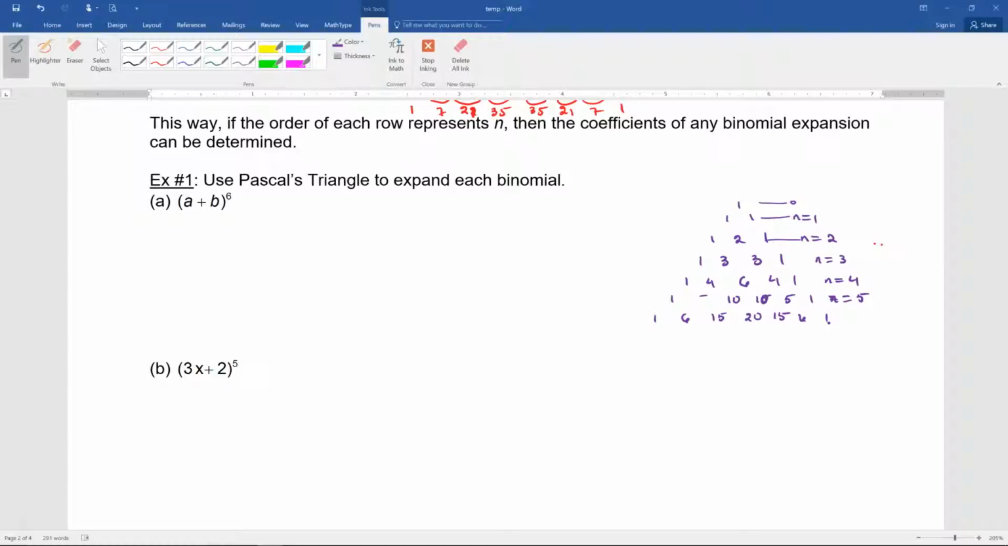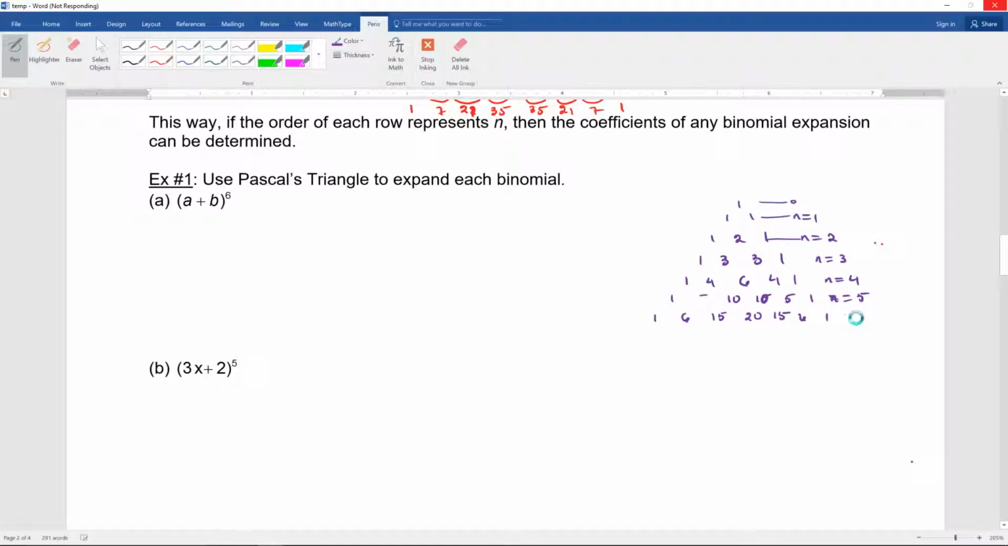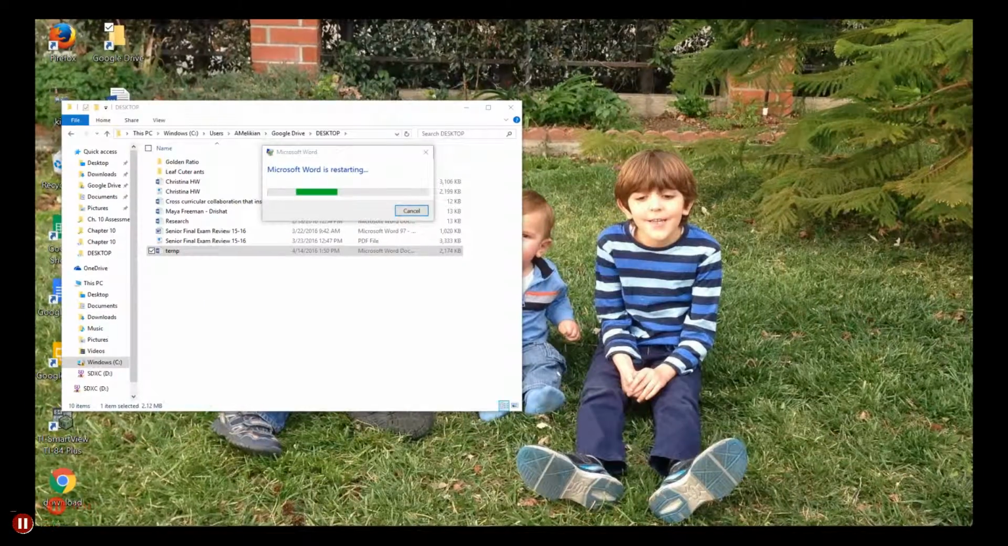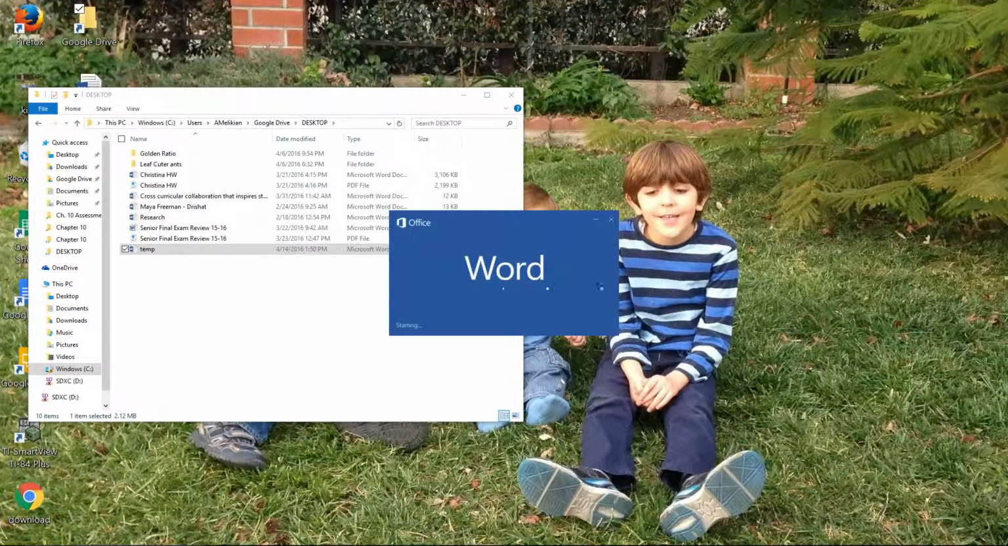All right, so now we've got n equals 6. Now we have to expand this one. So these are going to be the coefficients. How many terms do we have? Look at that. How many terms are we going to have? 7. Why is it 7? Because it's always n plus 1. Yes?